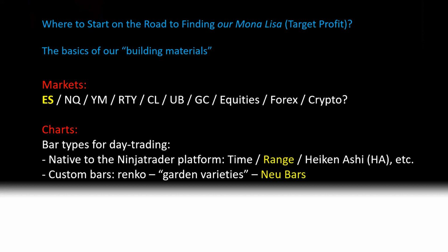For example, ES or NQ, whichever you prefer. And how about charts? There are so many types of charts, right? Time charts, and then the hybrids. Some are native to the NinjaTrader platform. Some are what I call garden varieties, many wrinkle types. My favorite is the new bars, which are custom bars that we use in our own trading.